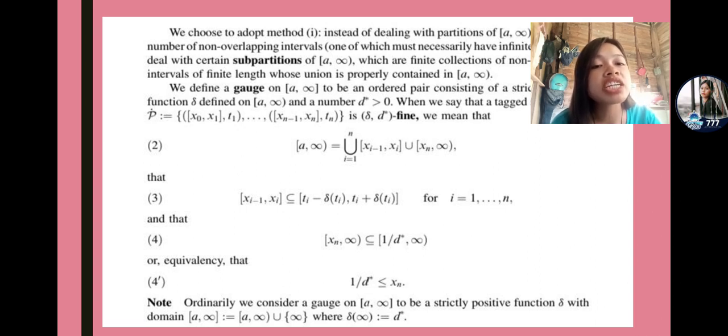Note that ordinarily we will consider a gauge on an interval [a, positive infinity) to be a strictly positive function delta with domain [a, positive infinity], equal to [a, positive infinity) union positive infinity, where delta of positive infinity is equal to d*.